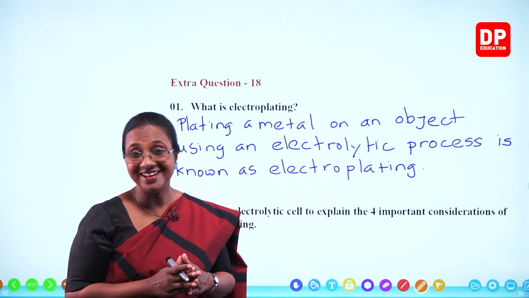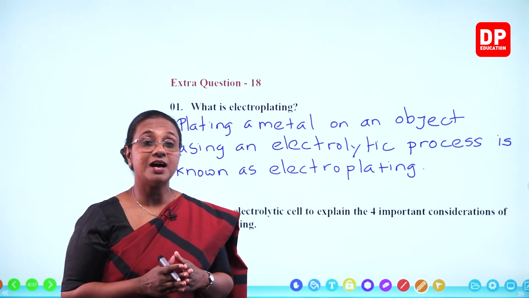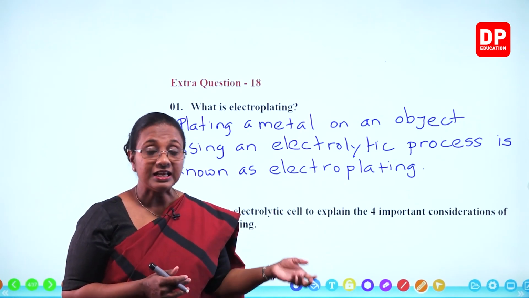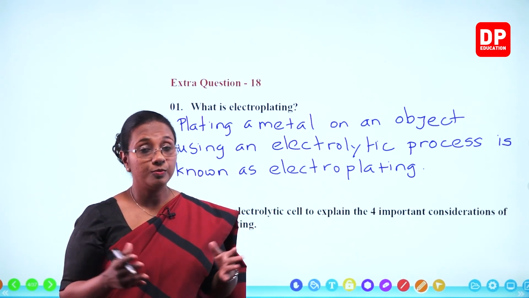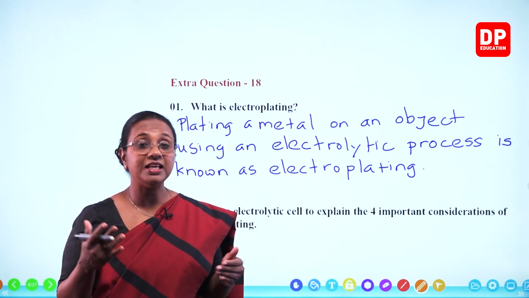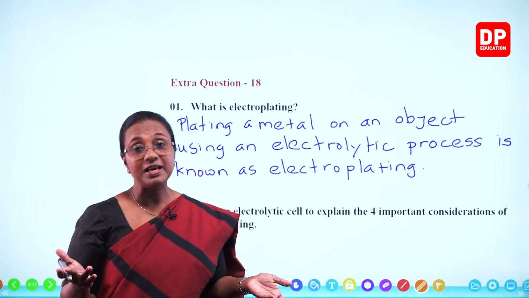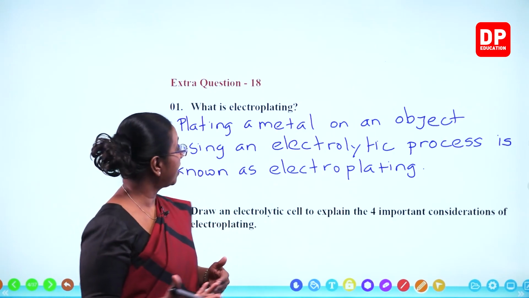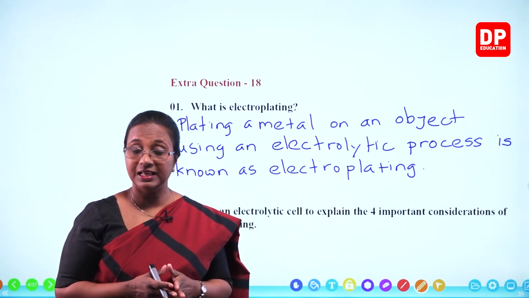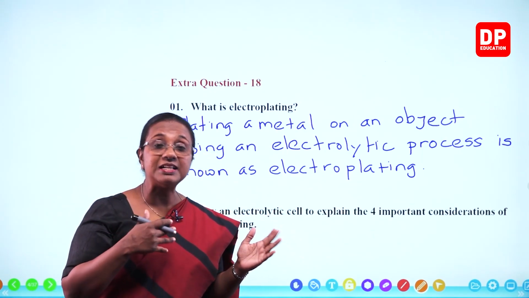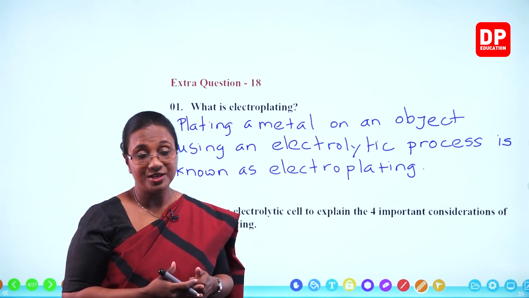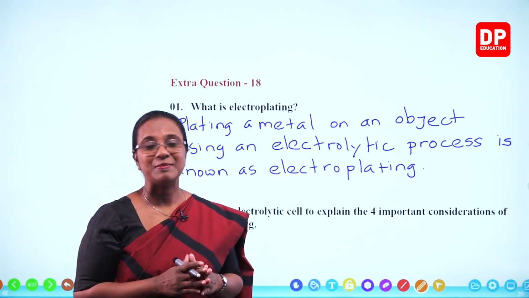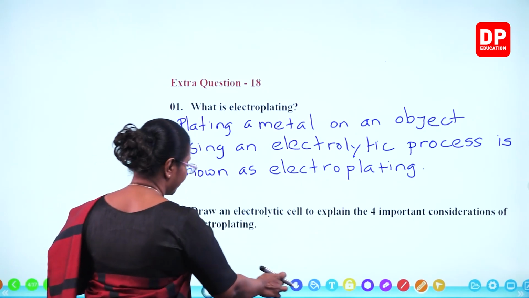I'm sure you all can remember that. And you know examples also. Plating nickel onto iron, chromium onto iron, then copper plating, gold plating, silver plating. These are all different types of electroplating. They all depend on the metal that is plated onto the object. I'm sure you can remember that. So then, the next question.